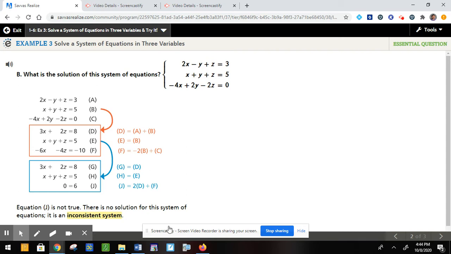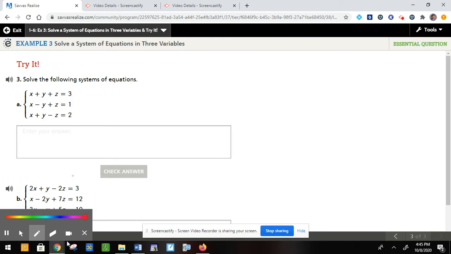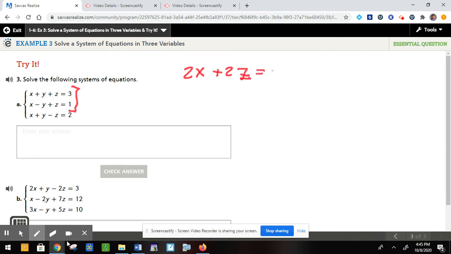All right, let's take a look at a couple of you try questions. So pause it and then come back. First thing I notice here is if I combine the first and the second equation, x plus x is 2x. Y plus negative y is nothing. Z plus z is 2z. And then 3 plus 1 is 4.